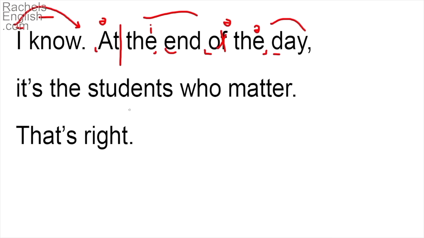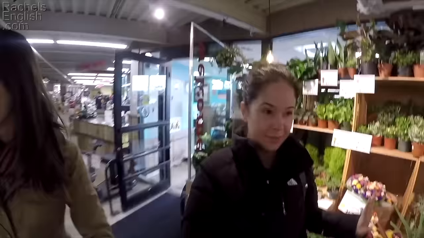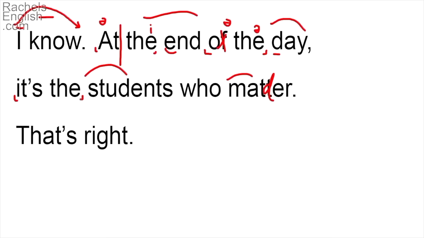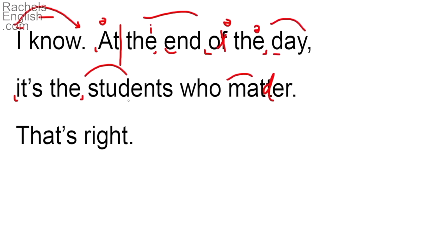It's the students who matter. And here, stu is the most stressed syllable of that phrase. Ma, also a little stressed. Again, we have a flap T here, matter. It's the students who matter. It's the, said quickly. Stu, dintsu. Students. Then these two syllables, more quickly. Ma, another little stretch. It's the students who matter.